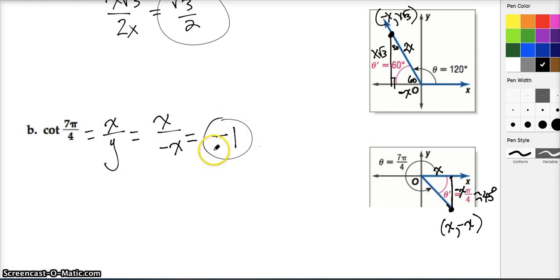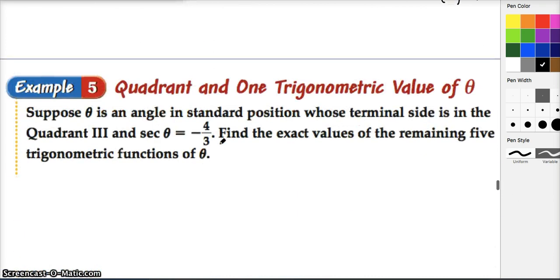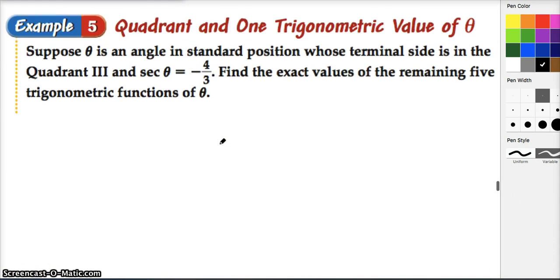I hope this is making sense. Guys, don't worry about it. If it's feeling uncomfortable, just wait till our live lesson so we can discuss again. It will all make sense. Example 5 is going to talk about quadrant and one trigonometric value. So we're going to start off with this.